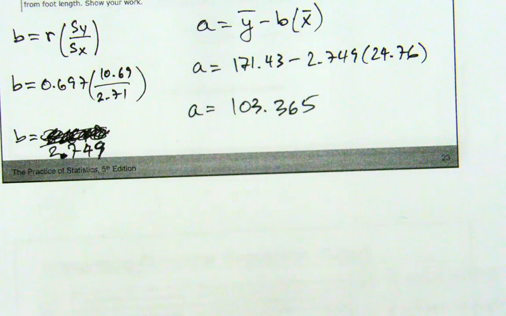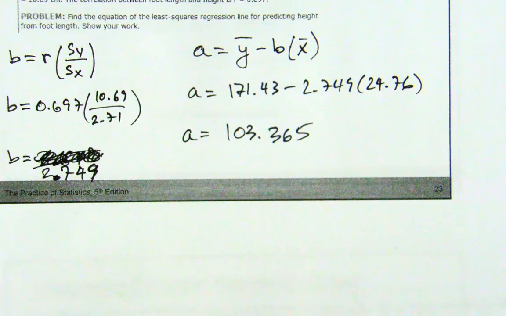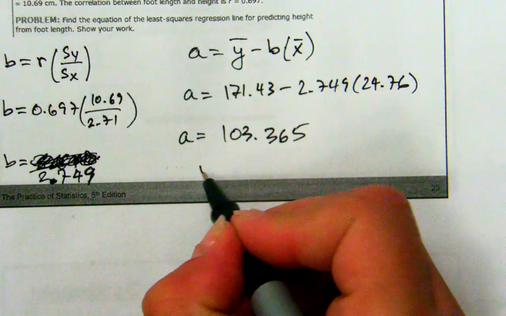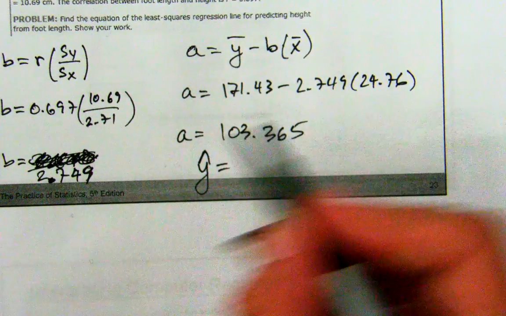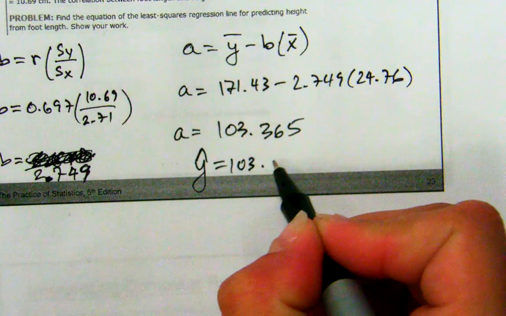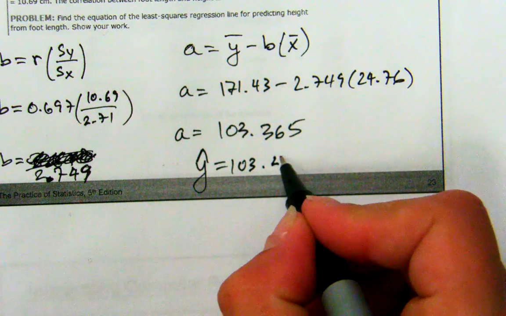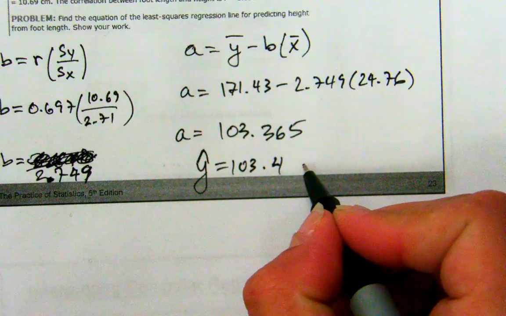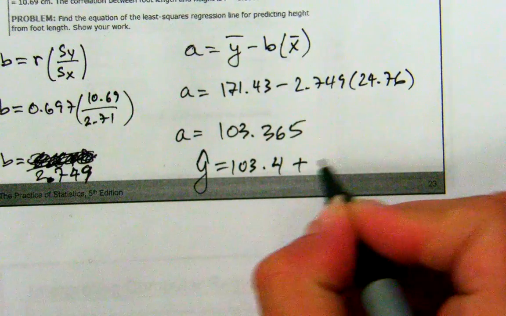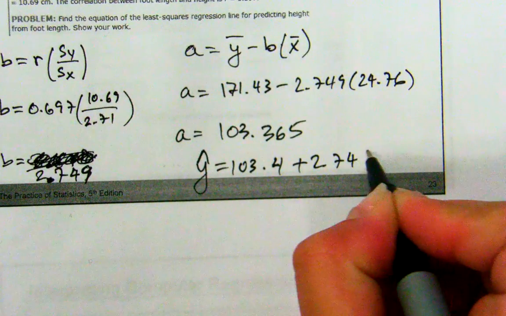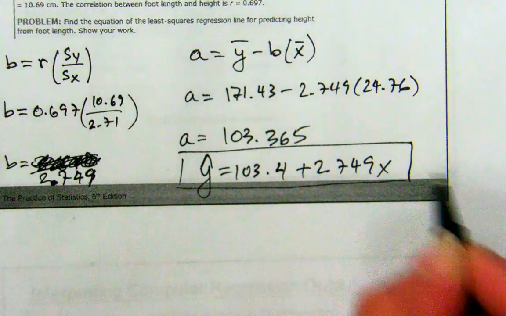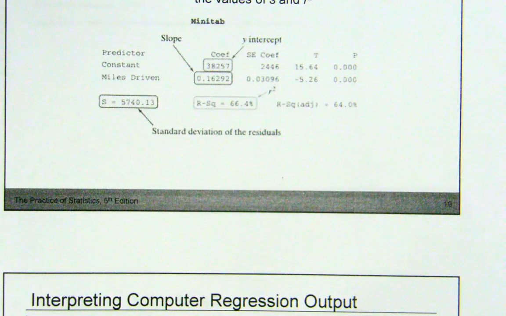Why are we off? Oh, we rounded. That's right. If we'd kept to 4 decimal places, I bet it would have come out the same. Okay, so your y hat is going to equal 103.4. I'm just going to round to the tenths place. Plus 2.749x. There's your line, and it should match the previous one. Yay, it does. Okay. All right.